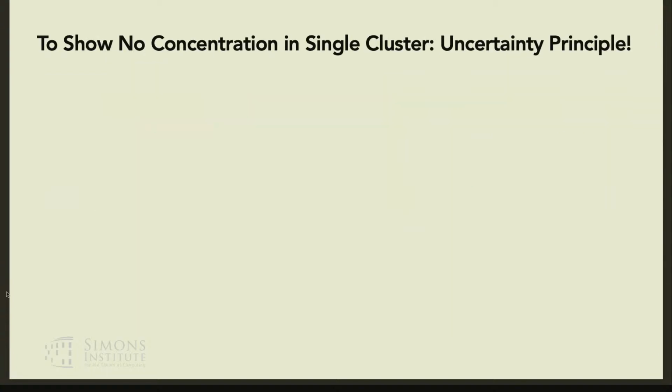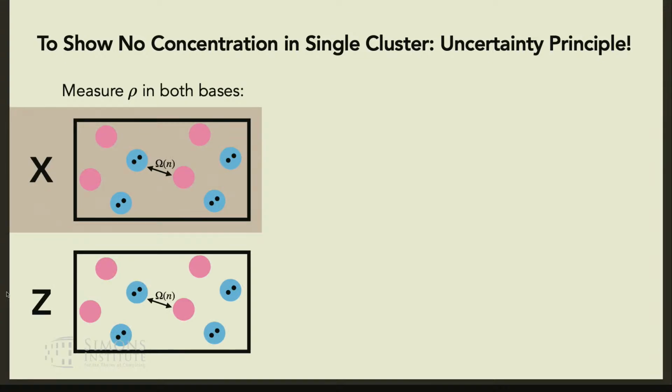So the final ingredient that we need to show this, that we have no concentration within a single cluster, is an uncertainty principle. This is again the approach used by Anshu, Breuckmann, and Nirkhe in 2017. The idea is that if we measure our low energy state rho in both bases, in the X basis and in the Z basis, we want to argue that our measurement distribution in at least one of the two bases will not be concentrated within a single cluster. Because then we can use that basis to apply our circuit lower bound.